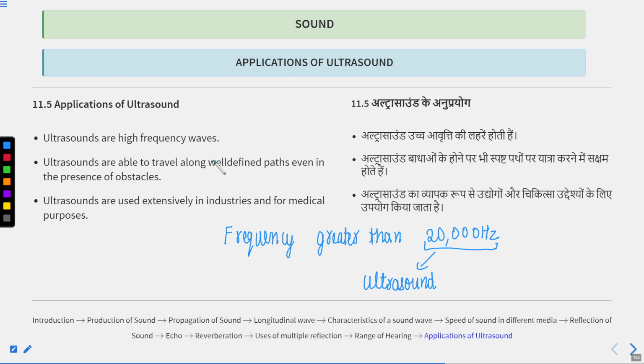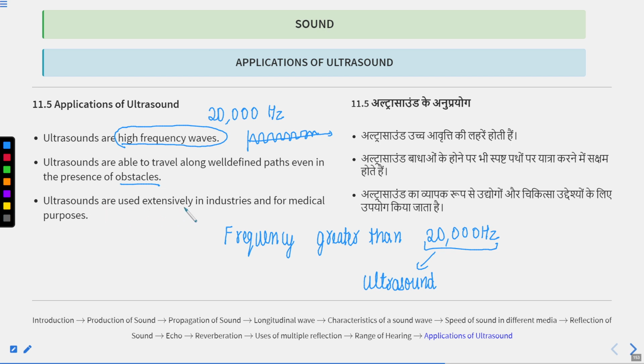So now we are going to learn about the application of ultrasound. Ultrasound are high frequency waves. Their frequencies are greater than 20,000 hertz. Ultrasound are able to travel along a well-defined path even in the presence of obstacles. Because ultrasound wave has high frequency, it means it has high energy, so it is able to travel very long distance even if it has obstacles in its path.